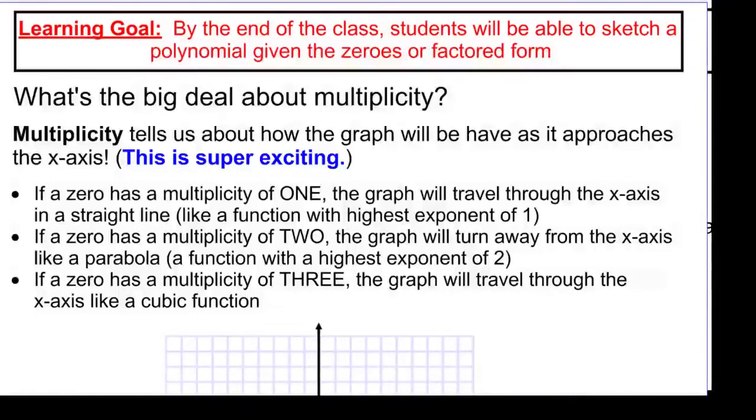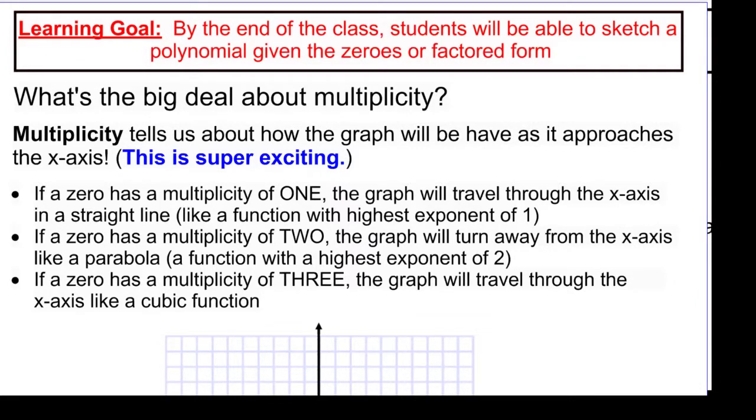So now that we know how to find the multiplicity and we can factor something and just state what the multiplicity is, we need to talk about why we care. So what's the big deal about multiplicity? Multiplicity is going to tell us about how a graph is going to behave as it approaches the x-axis.